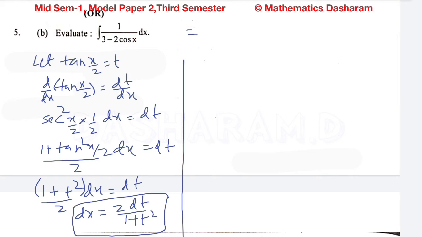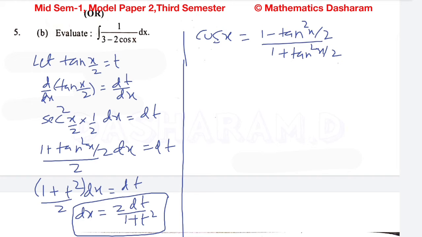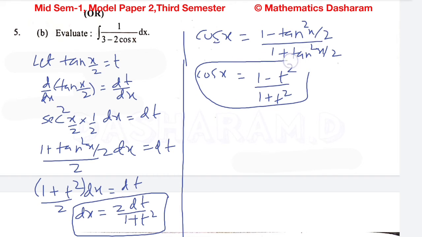Next, the cos x value is also required. See here, what is the cos x value? Cos x equals, we have one formula, 1 minus tan square x by 2 divided by 1 plus tan square x by 2. So then cos x equals 1 minus t square by 1 plus t square.